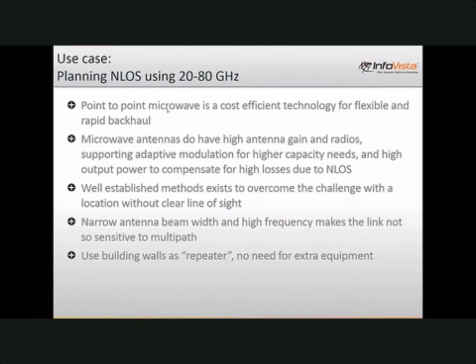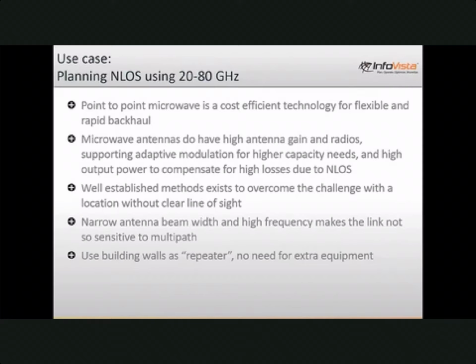Also, point-to-point microwave is a cost-efficient technology for flexible and rapid backhaul if you compare to fiber. In addition, a microwave antenna does have a higher antenna gain compared to the antennas in those lower frequencies, but you can of course use them too. Both scenarios can be planned within Ellipse. You also have radios with a higher output power, and this gain and the output power will compensate for the high losses due to the NLOS.